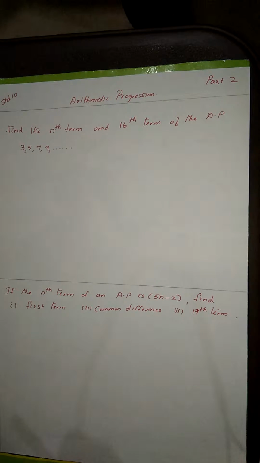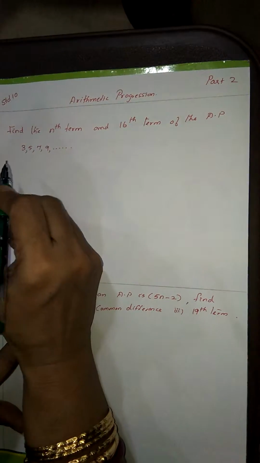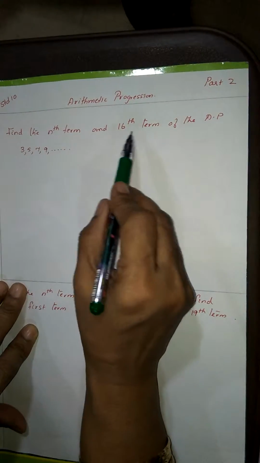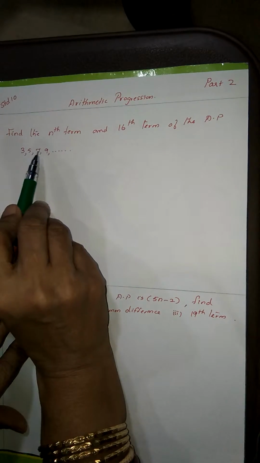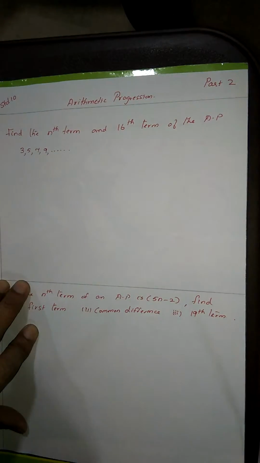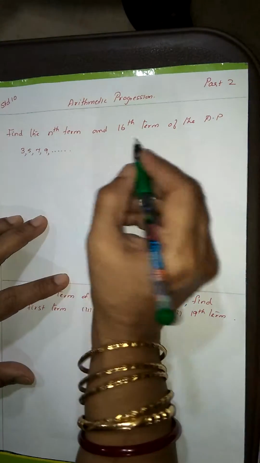The chapter is Arithmetic Progression for Standard 10. Here we have to find the nth term and the 16th term of the AP 3, 5, 7, 9, etc. Now first, let us write the formula for finding the nth term.